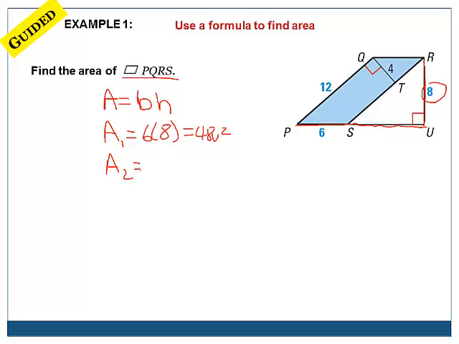The other way I could do it is I could say my base, my little b, would be 12 if 12 was on the floor. But if 12 is on the floor, now your height, your h, the perpendicular segment, would be 4. But again, it doesn't matter what way you pick. You're going to get the same either way. So we have 48 units squared. However you want to do it, it's up to you.